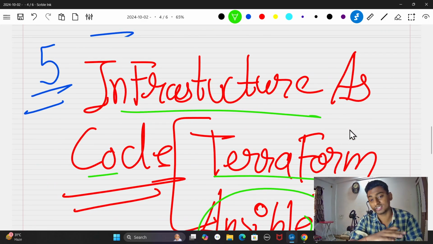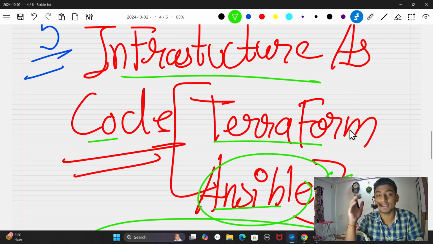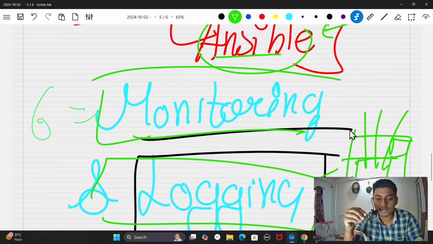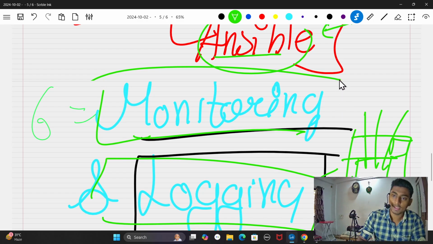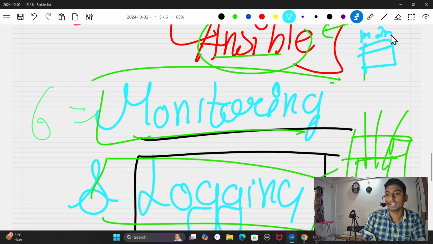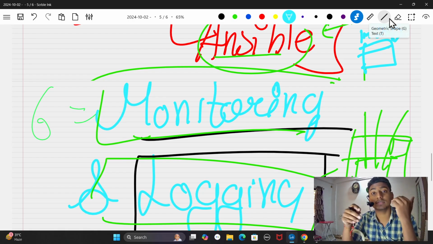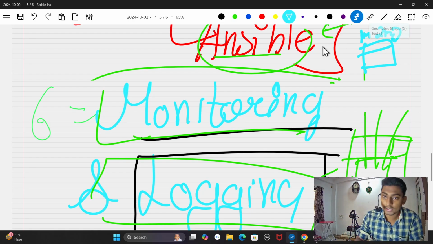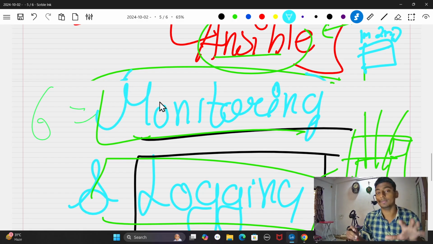Fifth, infrastructure as code with Terraform and Ansible. Sixth, monitoring and logging. In monitoring, let's take an example. You have a website that gets 1 million visits monthly, and if there are 2 million visits, then what happens is the system will crash. So we have to monitor all this so the system does not crash.